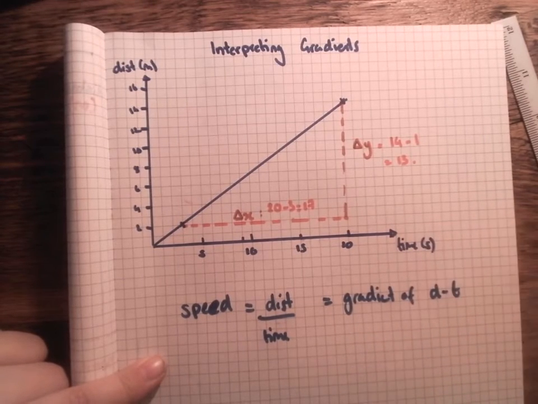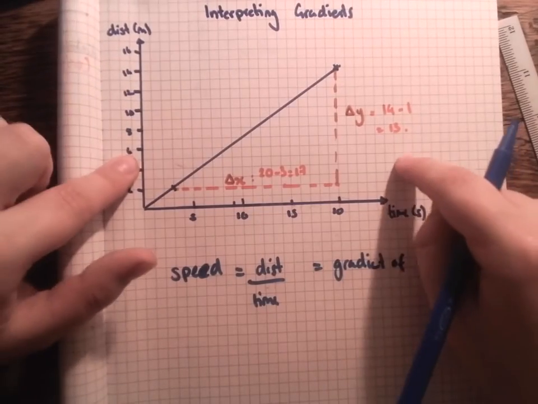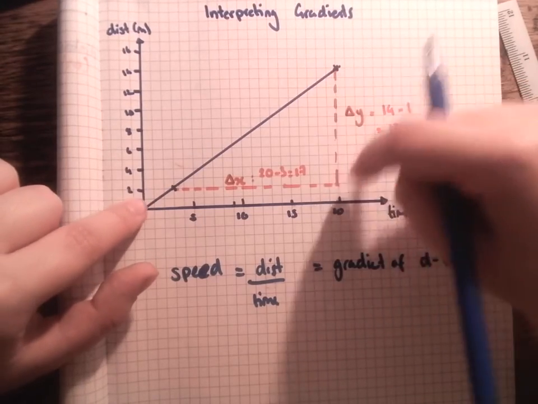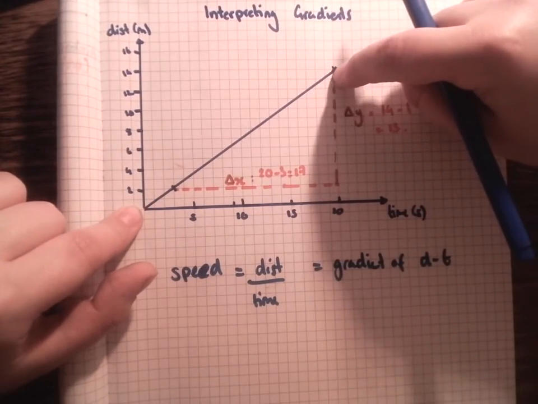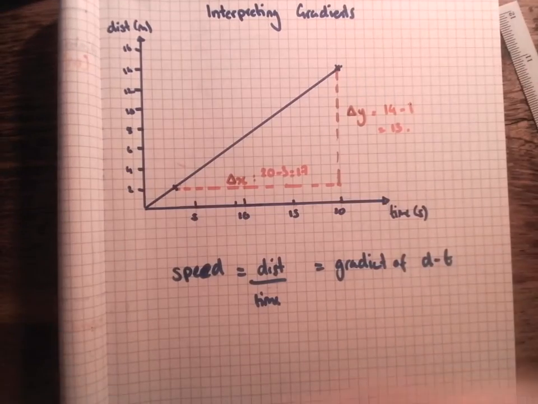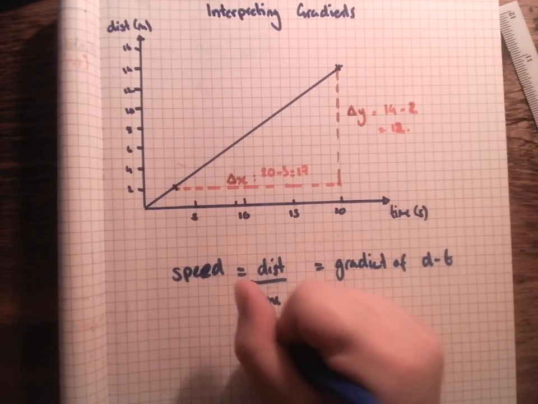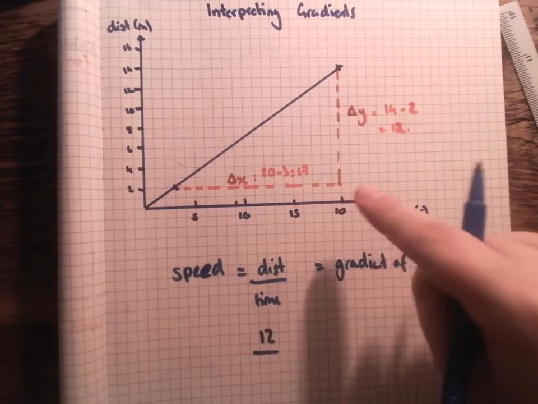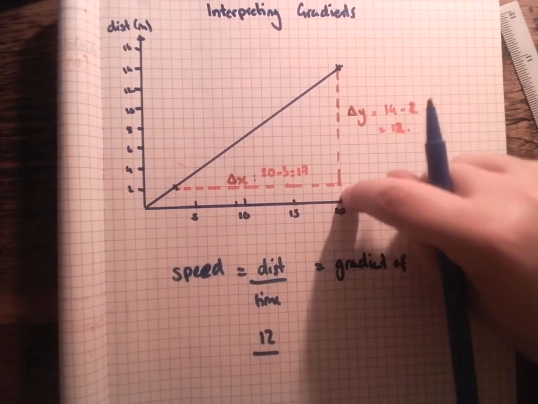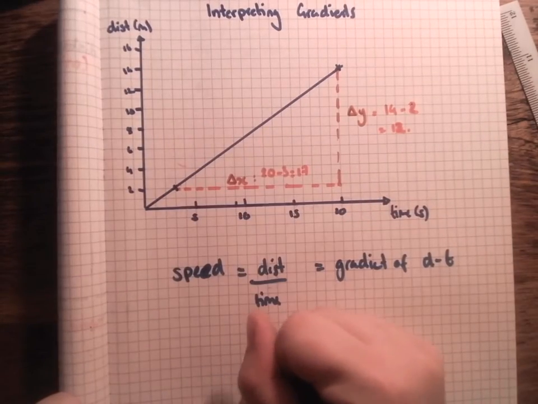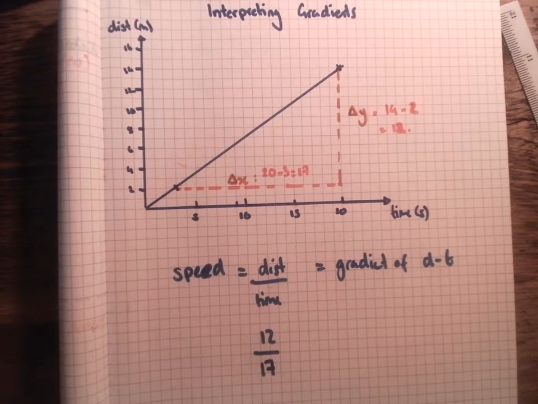In this case, my change in y, I've gone from 2 all the way up to 14. Sorry, guys, I don't know why I said 1 there, that should have been 2. So in that case, I've gone up a distance of 12. And then my time, I've gone from 20 all the way back to 37, so I've gone a time of 17. So in this case, I'm going 12 divided by 17. I should be able to quickly do that on my calculator. 12 divided by 17.